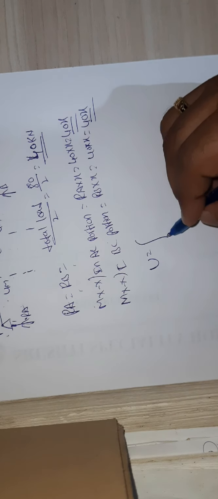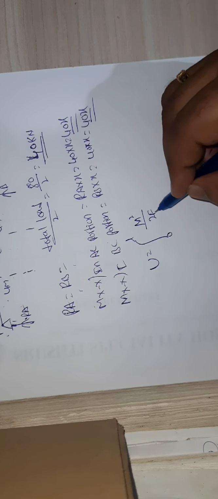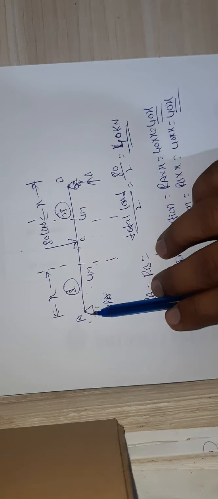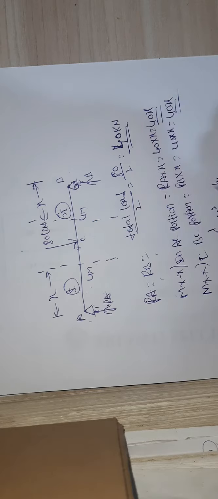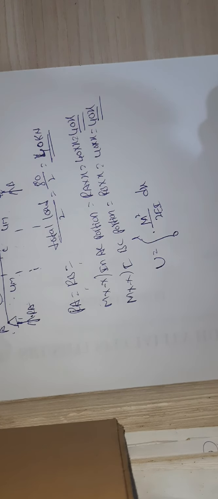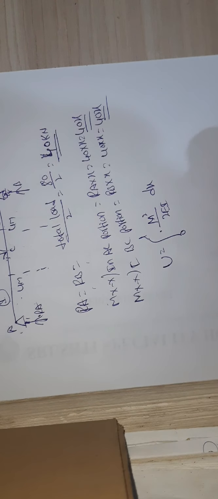U equals the integral from 0 to L of M squared by 2EI dx. Now, your first step is to find the strain energy in the AC portion and the strain energy in the BC portion, and then add both to get the total strain energy in the whole beam.